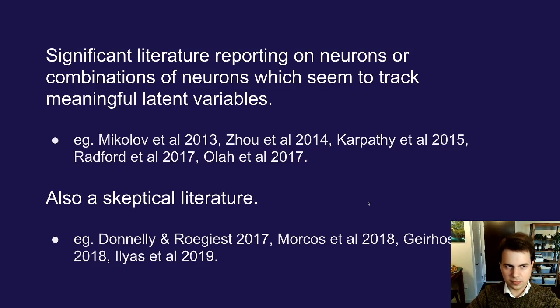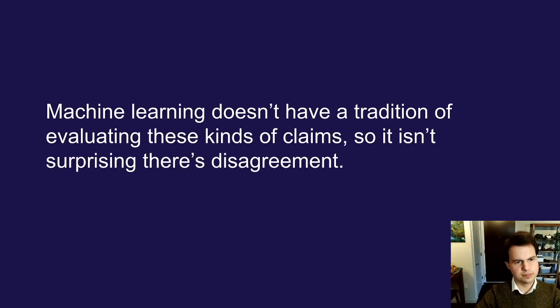So that's our goal. There's actually a significant literature on people trying to understand neurons and neural networks. And they often find that there are neurons that track what we would think of as the meaningful latent variables in an image: the presence of a dog, or maybe the presence of an eye, or the presence of a car, or something like this. And there's also a more skeptical literature that often suggests that this isn't what's really going on. And so we'll think about that a little bit more in a second.